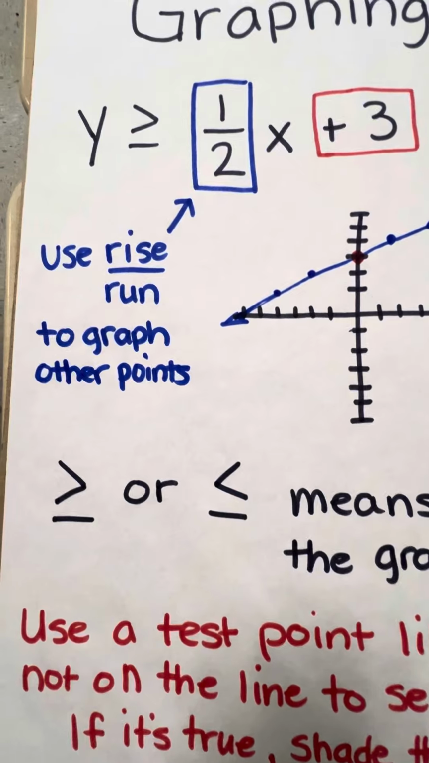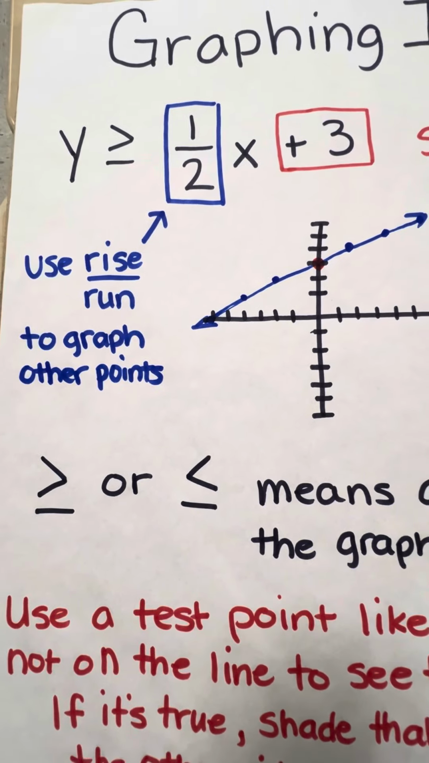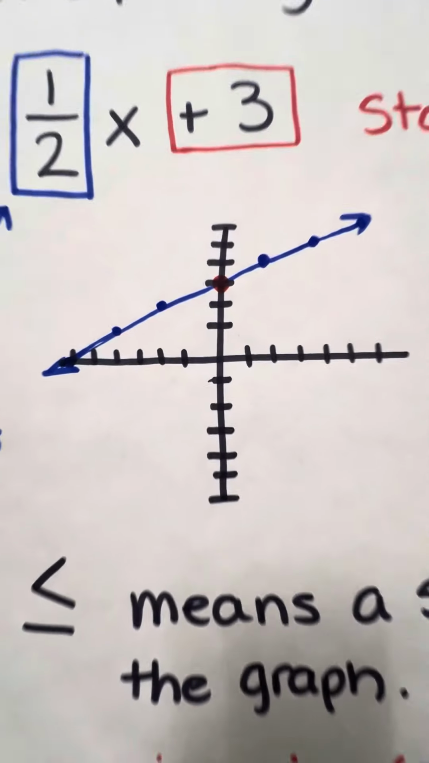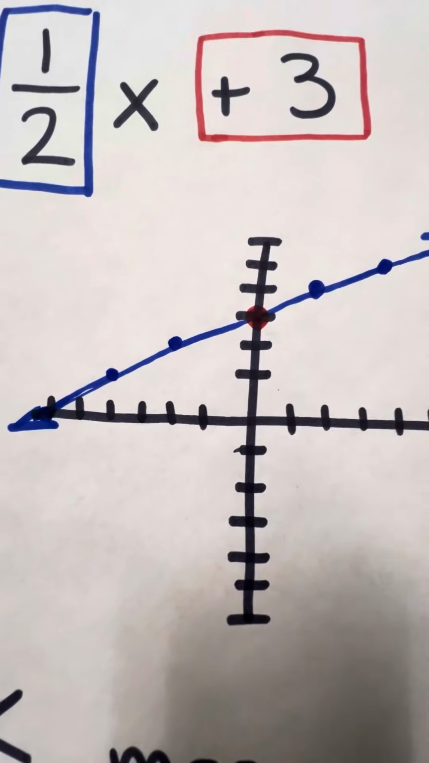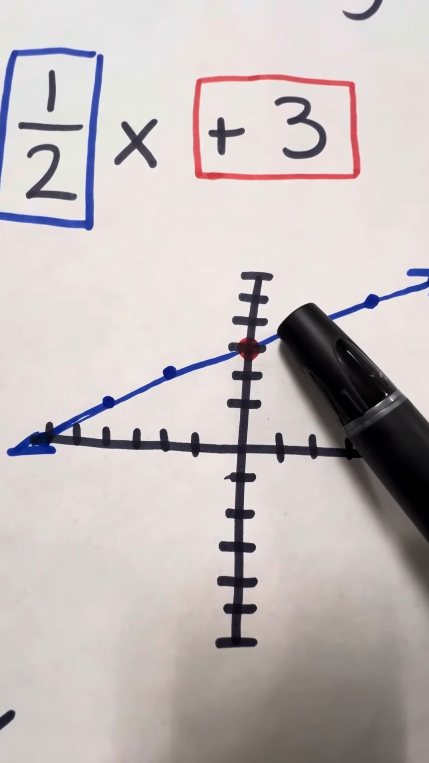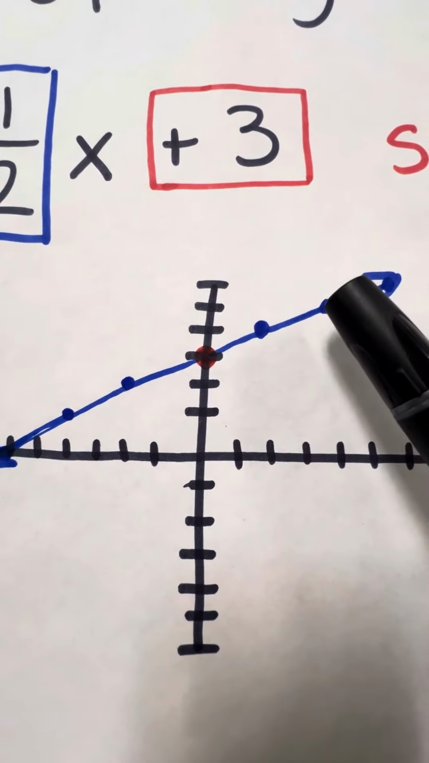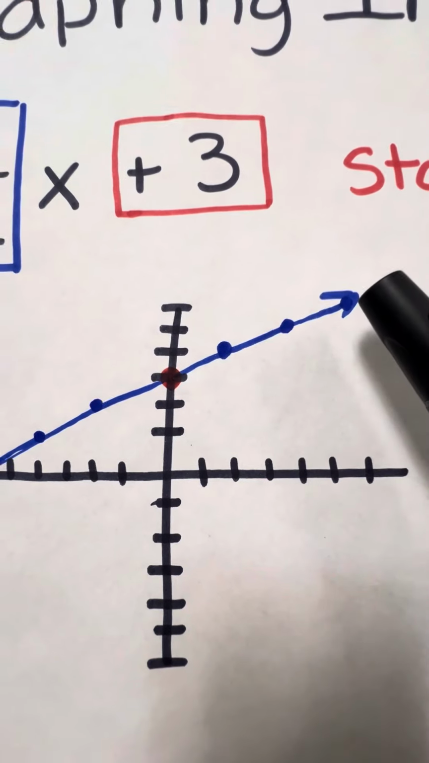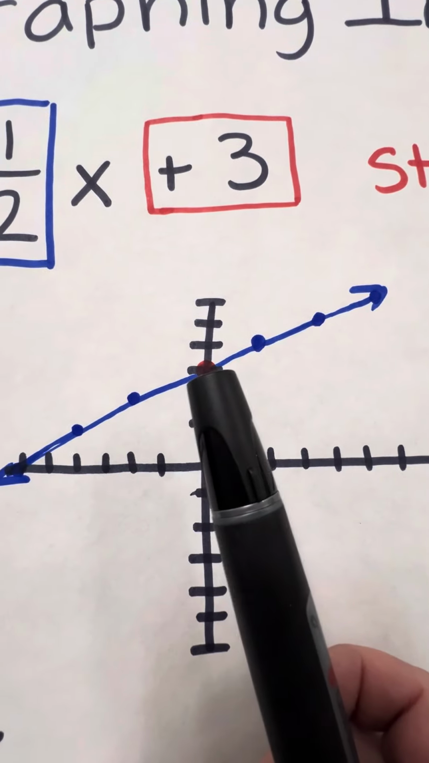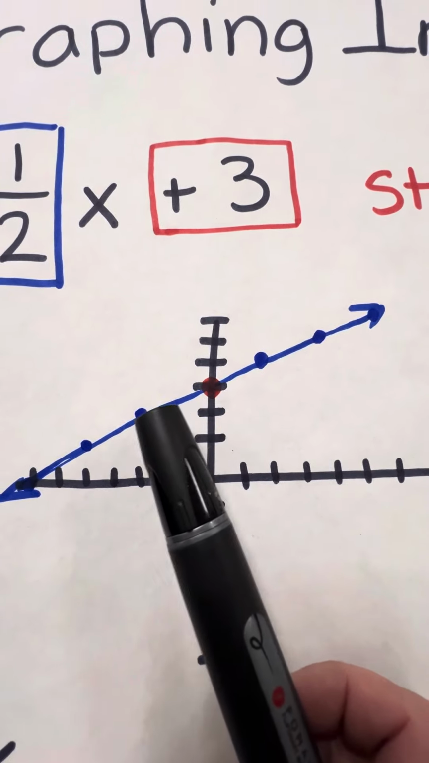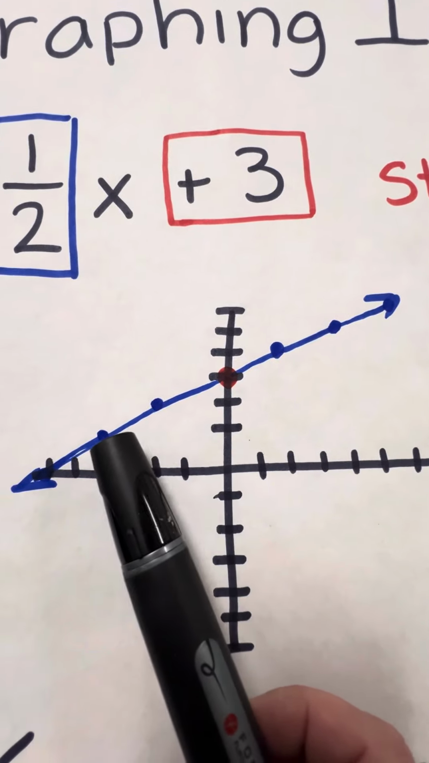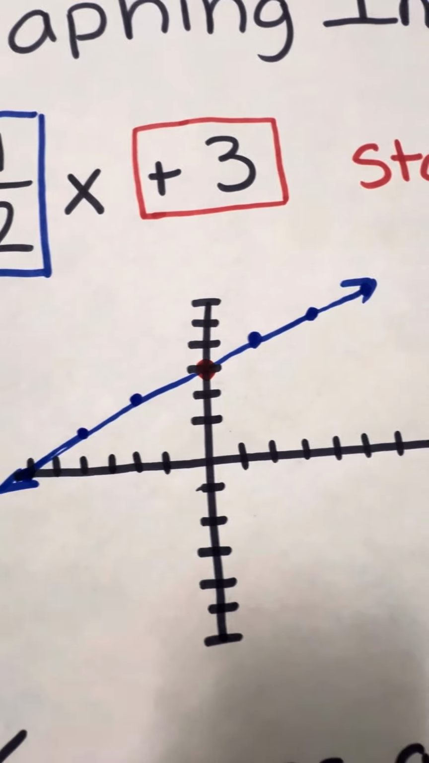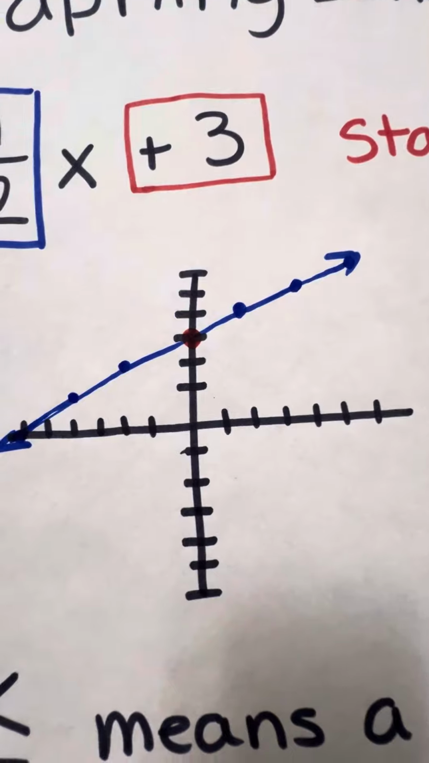Then we're going to use that 1/2 to do the rise over the run and graph other points on this graph. So what I did was I went up 1 and over 2, up 1 over 2, up 1 over 2, and then I also went back over here and did the same thing, down 1 over 2, down 1 over 2, down 1 over 2, until I made my entire line.